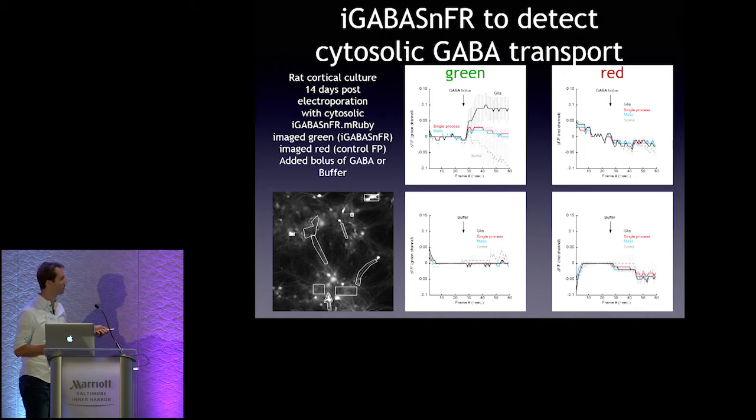The culture was imaged in the red and green channels, and at 30 seconds, a bolus of high concentration GABA was added. As you can see, fluorescence increased in the green channel, but not the red channel. And when we did a sham addition of just buffer, there was no change in fluorescence at all.